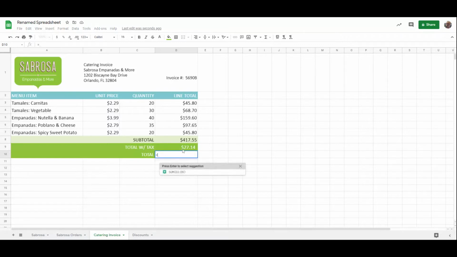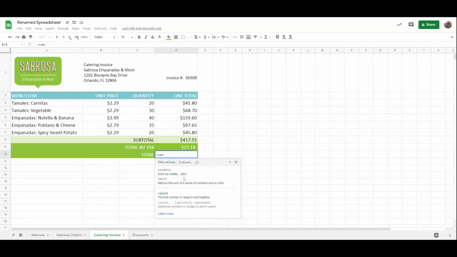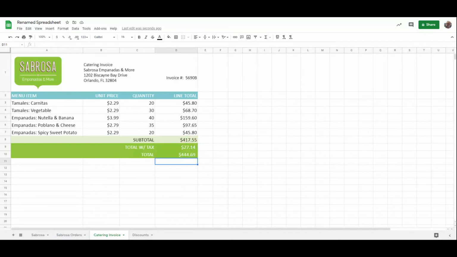So then the grand total will be not the sum of everything, but we're just going to be adding up the subtotal with the tax. So then the actual total would be $444.69. But a last-minute change has led them to determine that they don't need so many Nutella and banana purchases. We're going to change that to 25.